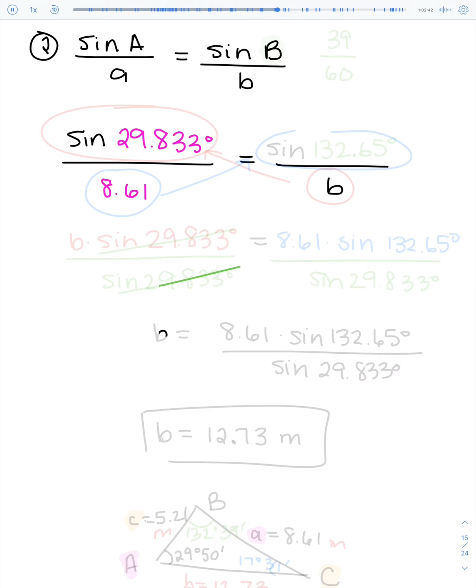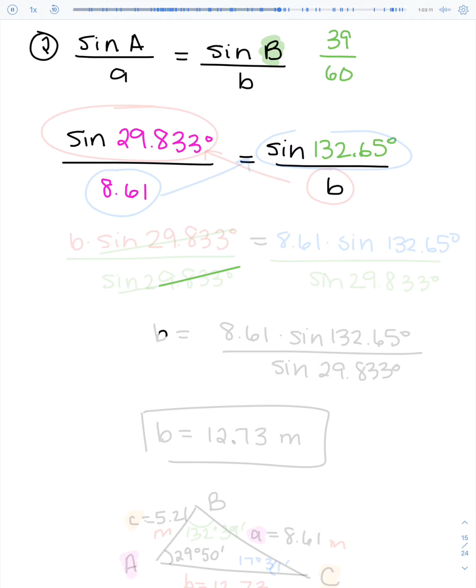However, we do have angle B, we just found that. So that would be sine of 132, and again, you would probably need to convert the 39 minutes into a decimal by dividing that by 60. So 39 divided by 60 would give you 0.65 as part of your degrees here.